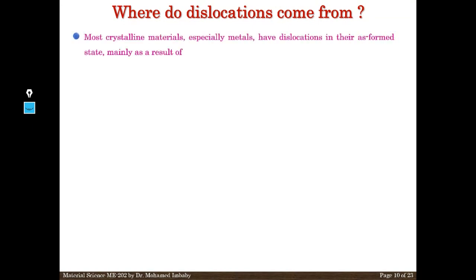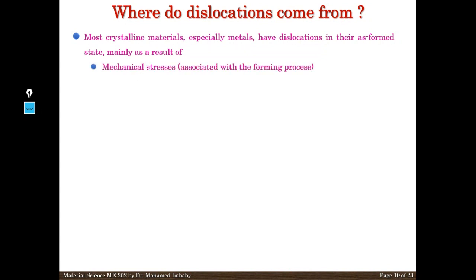Let me go ahead. Most crystalline materials, especially metals, have dislocations in their as-formed state. Like the student answering me right now, maybe he answered, but indirectly. When you form the material itself, you prepare the elements and mix them together. During mixing, something happens like this, and you can expect the dislocation.